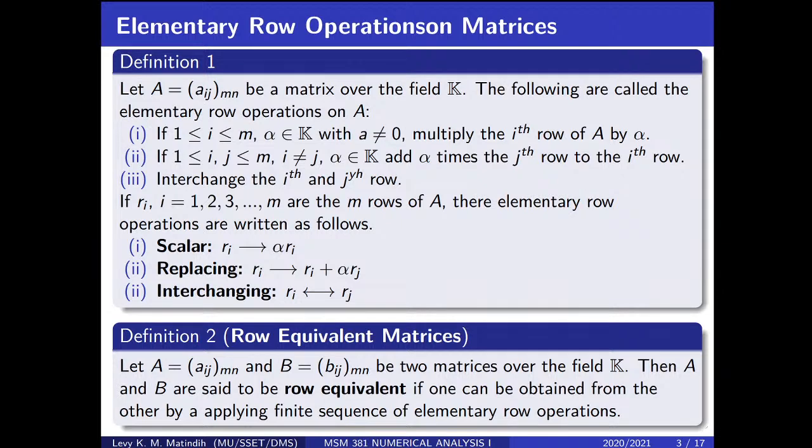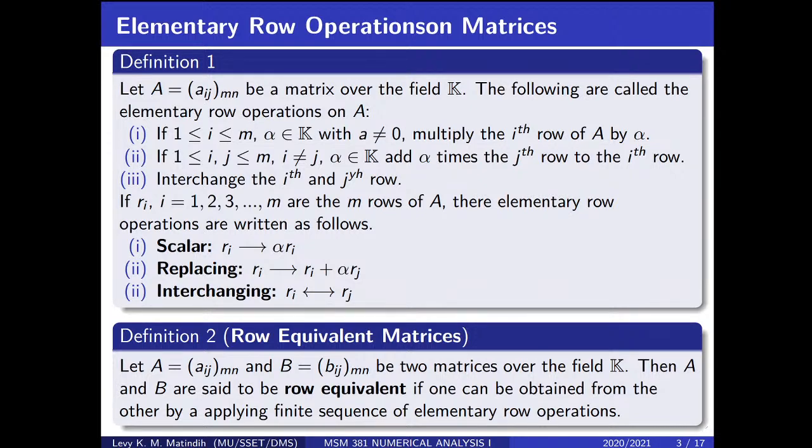Now, from which we can now come to definition number 2. Definition number 2 is talking about row equivalent matrices. When are two matrices said to be row equivalent? This is what definition number 2 is trying to tell us.